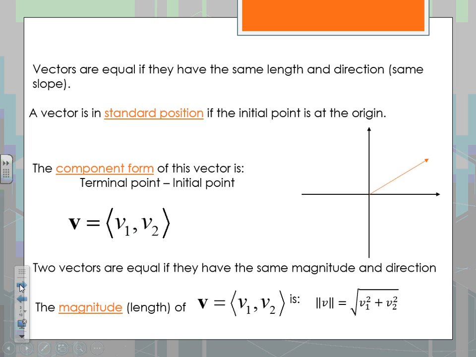Magnitude is the length. Use Pythagorean theorem. The hypotenuse squared is length squared plus length squared. So we're going to take the square root of horizontal component squared plus vertical component squared.